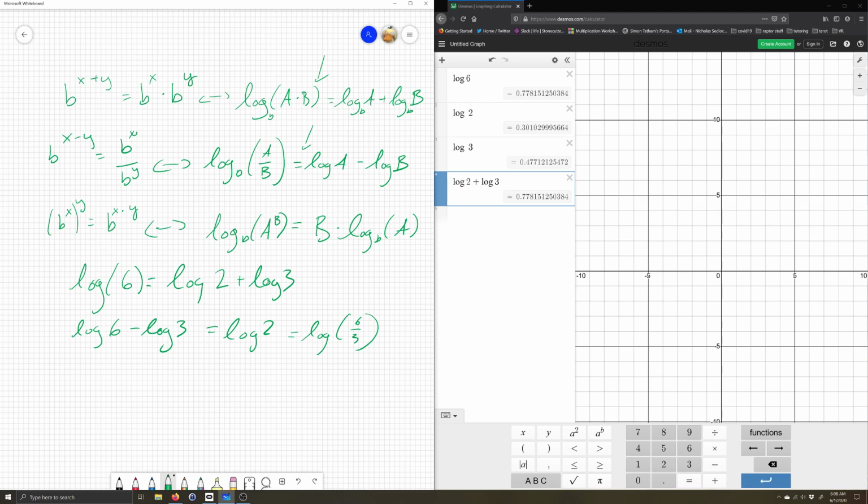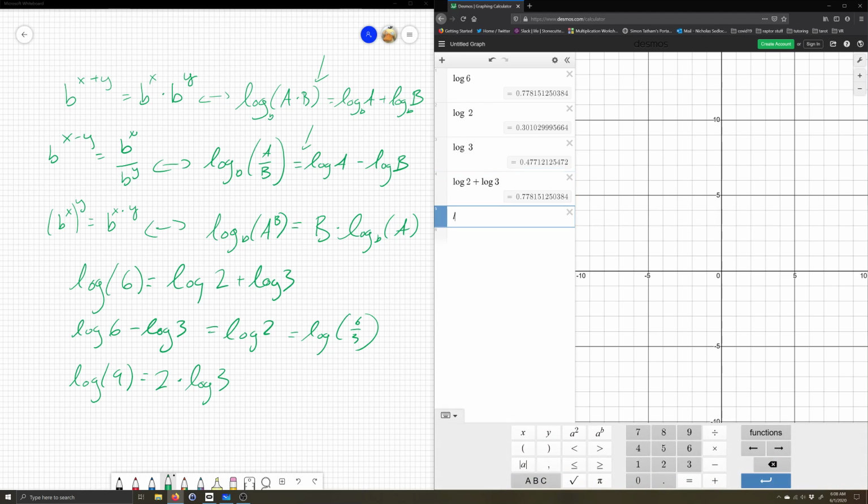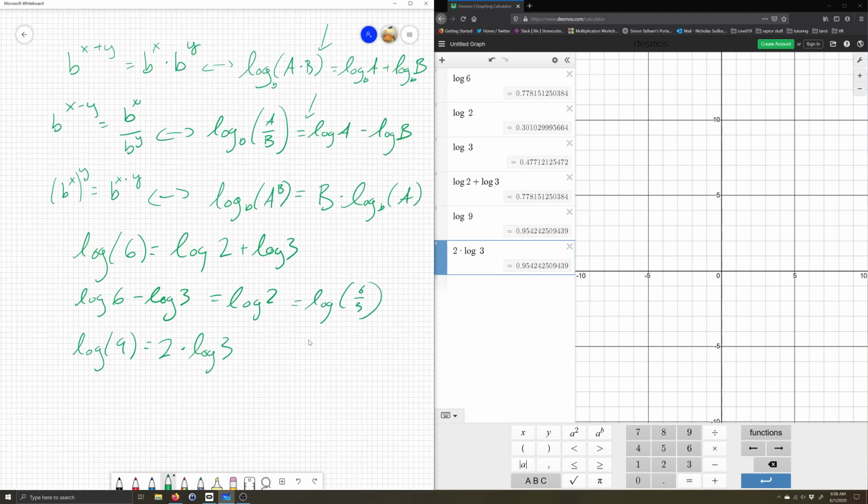So these two rules are reverses of each other basically. But the cool one is, suppose I give you the log of 9. That should equal twice the log of 3. What's log 9? And in fact, if you look at that, 2 times the log of 3 is the log of 9.